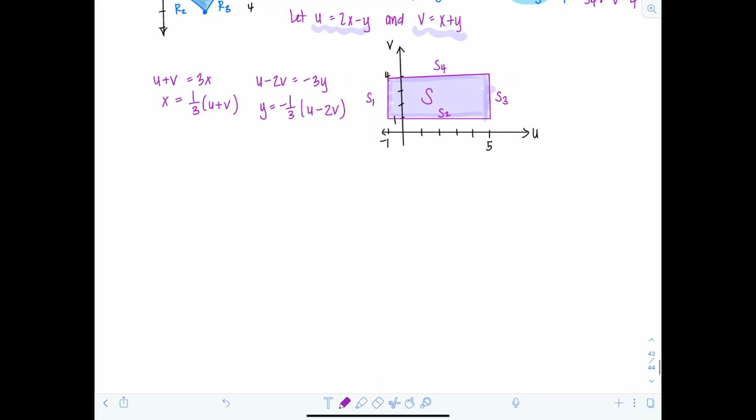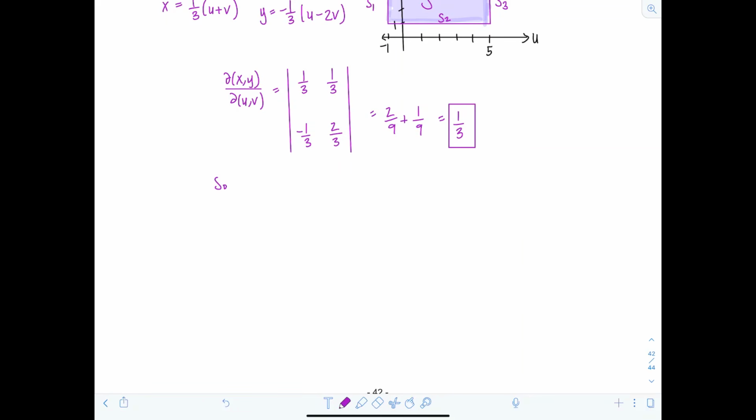All right, let's go ahead and get our Jacobian now. So del xy over del uv. The partial derivative of x with respect to u is going to be 1/3. Same for v. And then the partial of y with respect to u is going to be -1/3. For v, it's a positive 2/3. Then we take the determinant. So this is going to be 2/9 plus 1/9, which is 1/3. Okay, so that's our Jacobian. I'm going to throw that in my dA.